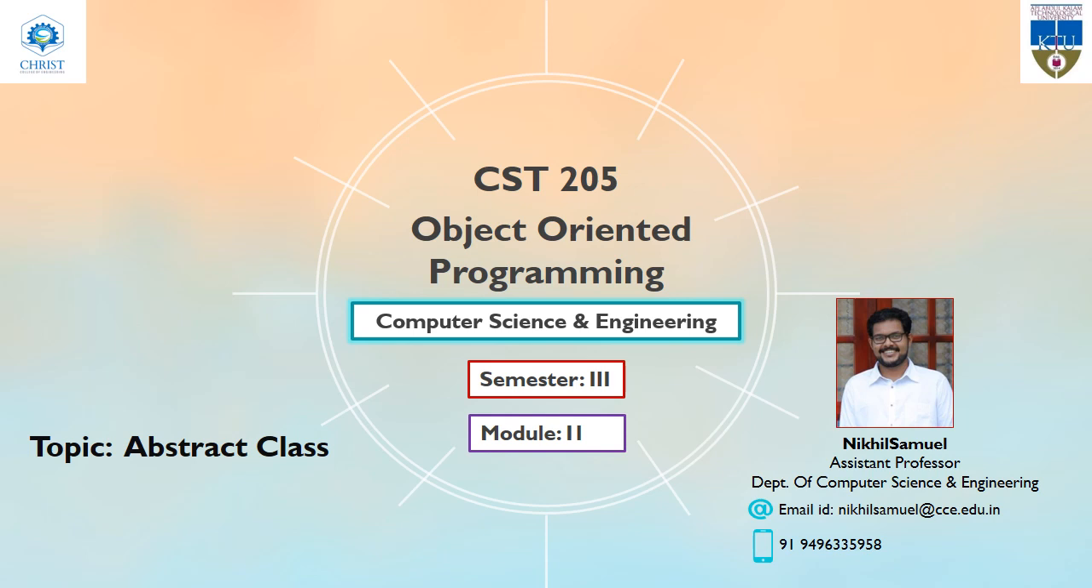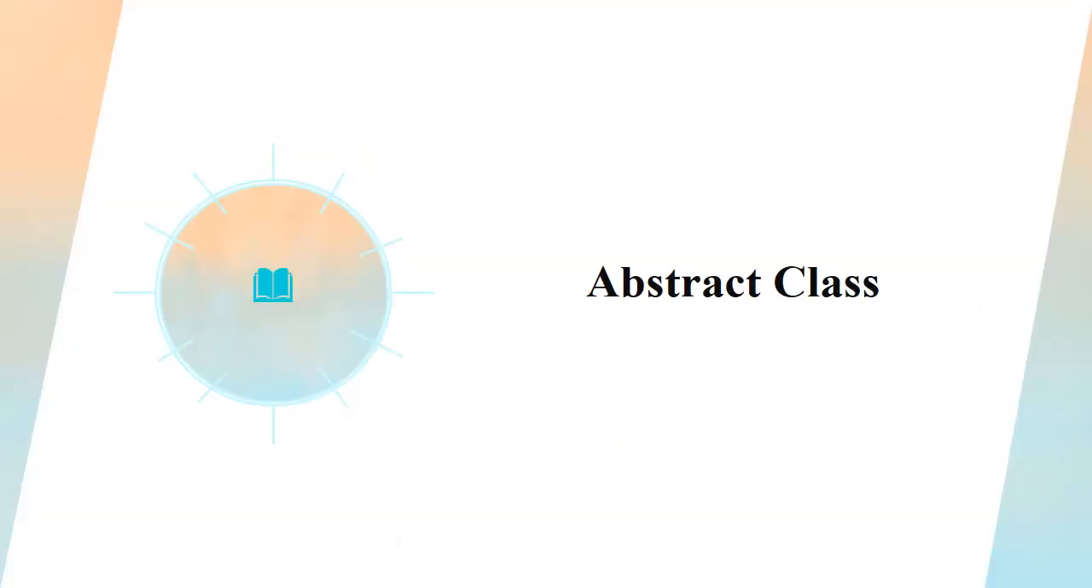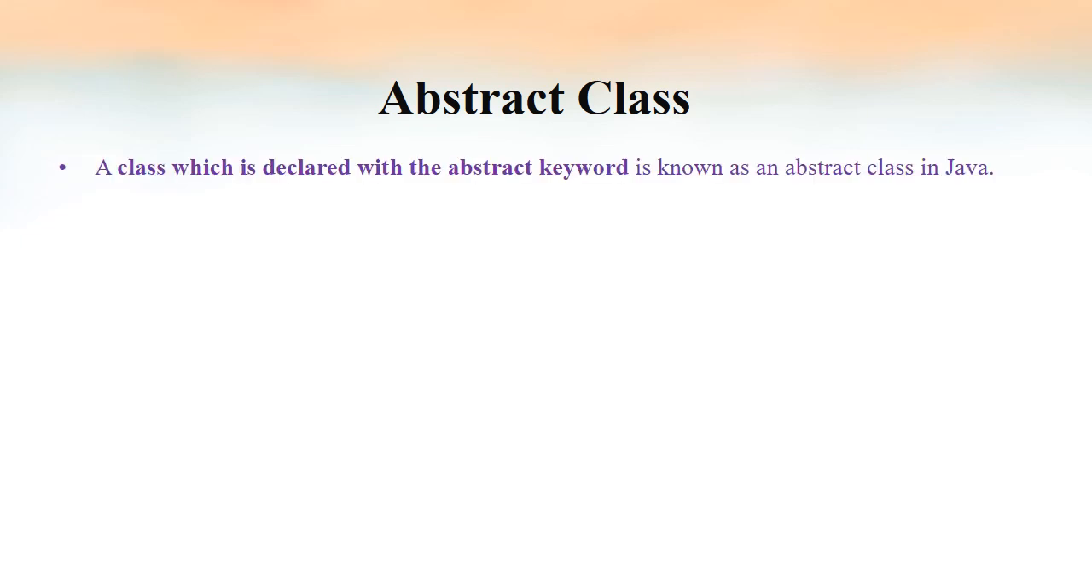In this video lecture, we'll be discussing the topic of abstract classes. We will see what abstract classes are and what the importance of a class being abstract is. First of all, we will define an abstract class: a class which is declared with the abstract keyword. We call such classes abstract classes. This is the most simple definition of an abstract class.